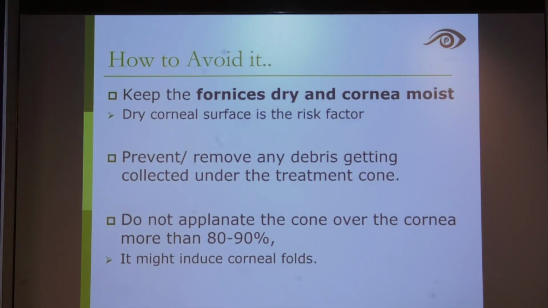So how to avoid it? Once again, keep the fornix dry and cornea moist, very very important. And always prevent or remove all the debris getting collected under the treatment cone. But a very important thing is do not applanate the cone over the cornea more than 80 to 90%. If you apply it up to 100%, suddenly it may cause corneal folds and it can end up with a lot of dark objects.